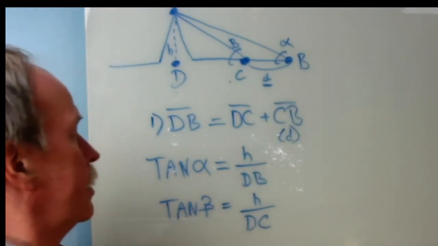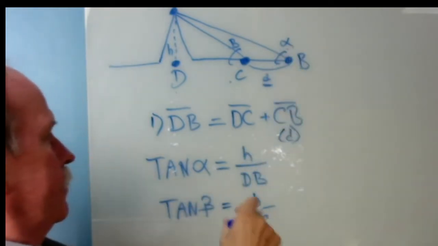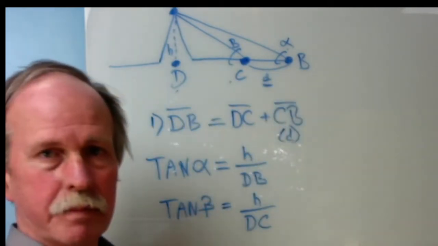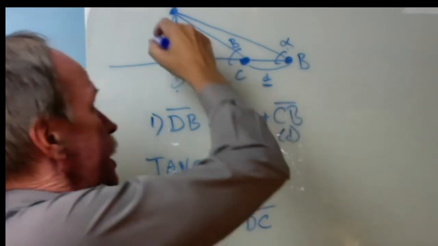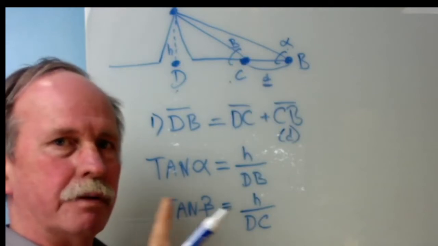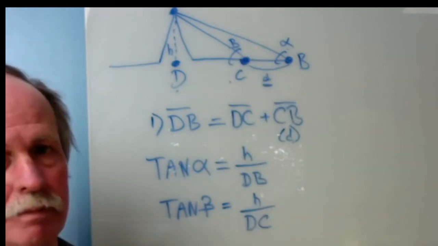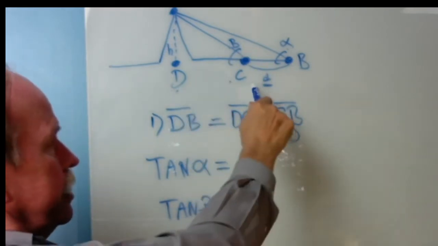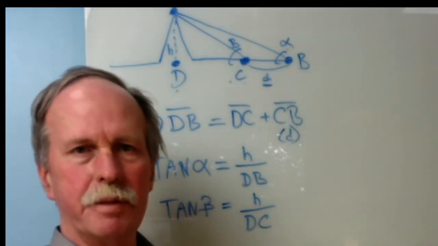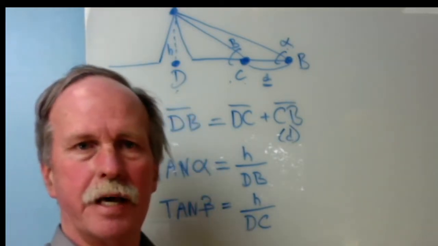So far, so good. The tangent of angle alpha, which is the far angle on the right, is going to be the height of the mountain over DB. Recall that tangent is the opposite over the adjacent. That's the TOA. Now, likewise, the tangent of angle beta is going to be the height of the mountain over DC, which is that segment of the line. So let's rewrite this a little bit and see if we can come up with some answers and solve for h, the height of the mountain.